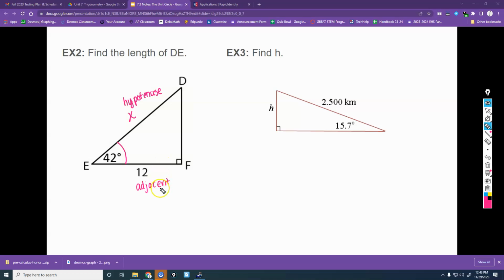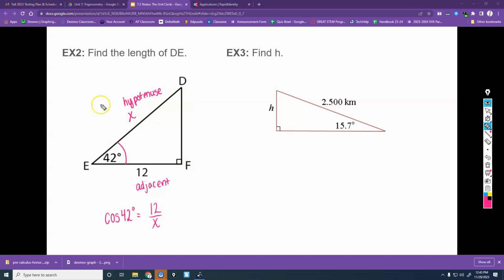And so if I have adjacent and hypotenuse, that is cosine. So I'm going to do cosine of 42 degrees is going to equal adjacent over hypotenuse. So the adjacent side is 12. The hypotenuse is x. So this problem is different in a couple ways. Number one, it's cosine instead of sine because we have adjacent and hypotenuse. Number two, it is different for solving because our x is in the bottom of the fraction this time.